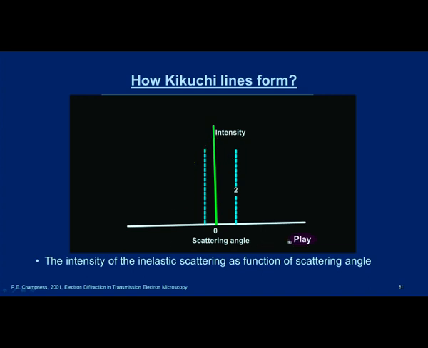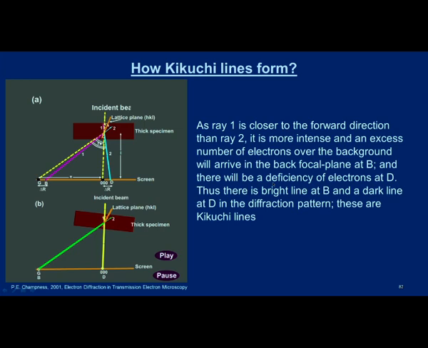So, this is the intensity of the inelastic scattering as a function of scattering angle. What I have just shown here is two lines, reference 1 and reference 2. Let us consider these two rays. Compared to ray 2, ray 1 has a forward scattering. In fact, you can see that the intensity of ray 1 is much higher compared to the intensity of ray 2. Keep this in mind, then we will look at the next animation to understand this better.